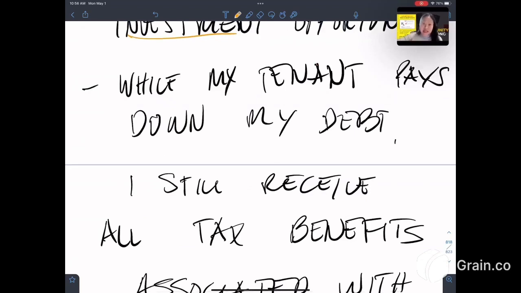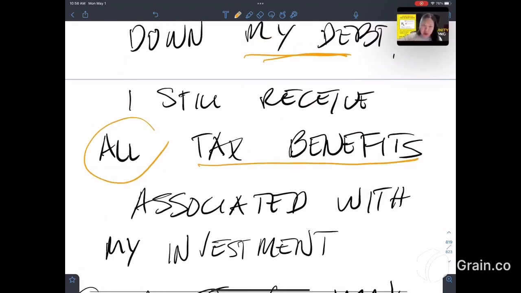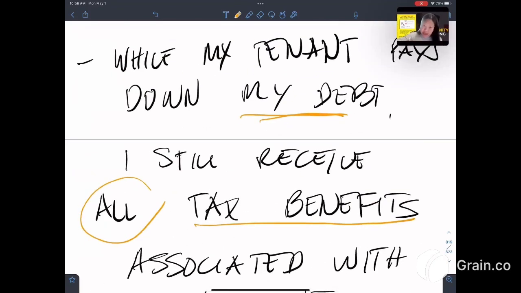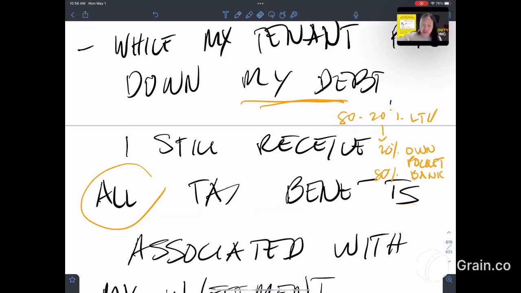While my tenant continues to pay down my debt, I still receive all the tax benefits associated with my investment. And I would also add, while my tenant pays my debt, remember, this is 20% loan to value. That means I only paid 20% out of my own pocket, and the 80% is from the bank. So the bank does not get the tax benefit.